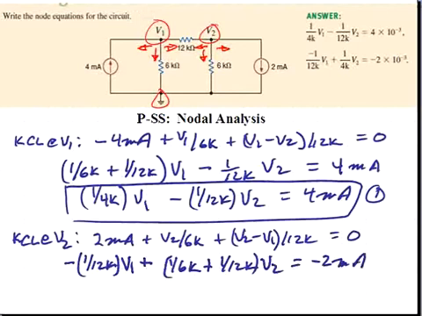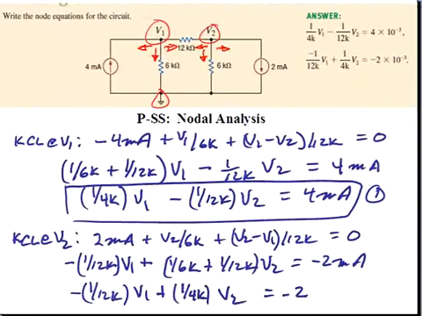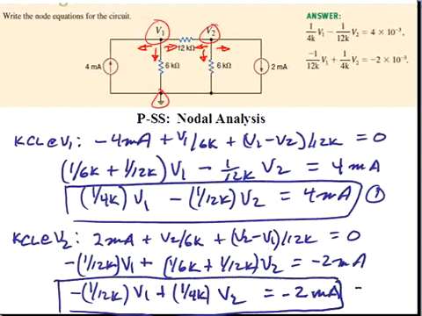And simplifying a bit more, we have minus 1 over 12K V1 plus 1 over 4K V2 is equal to minus 2 milliamps. So that would be our second node equation.